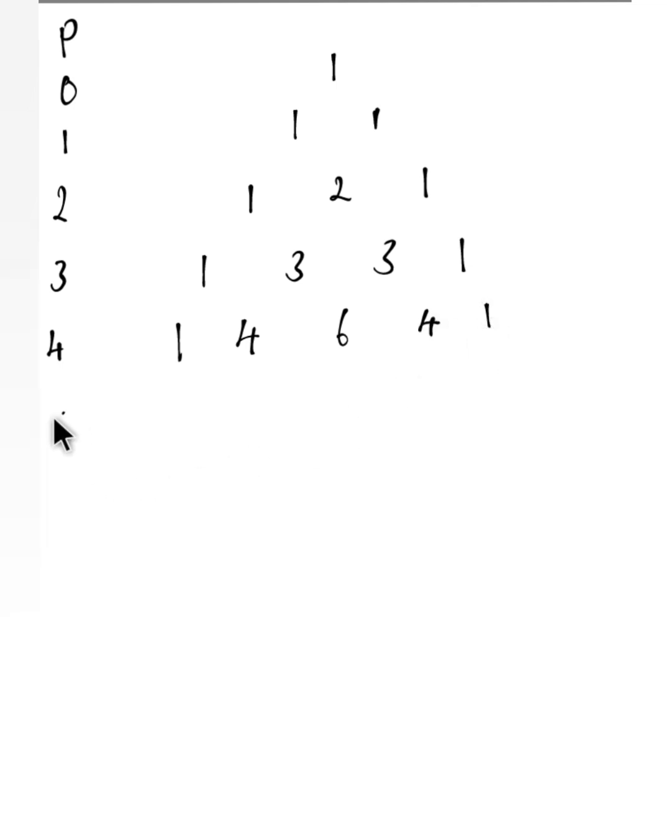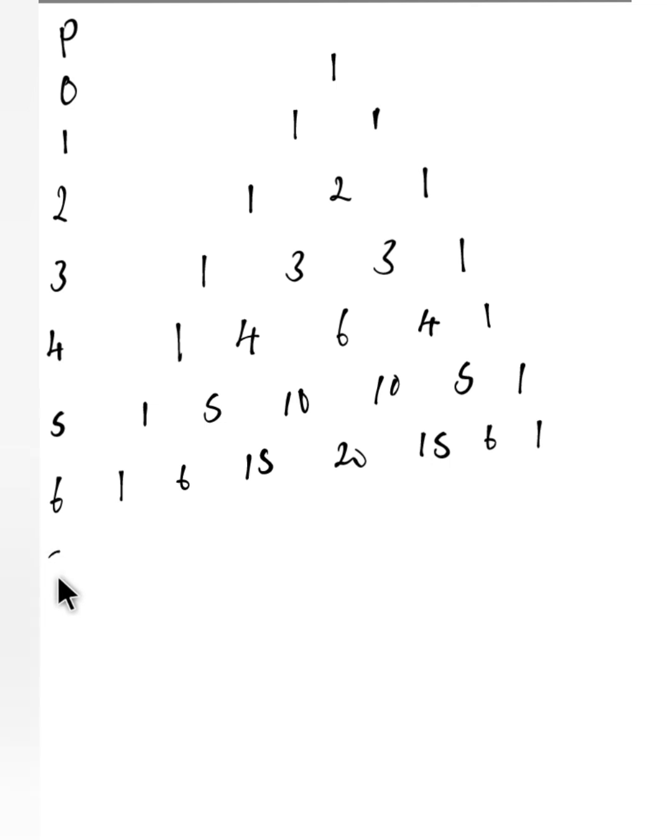If the power is 5, it starts from 1, 1 plus 4 is 5, 4 plus 6 is 10, 6 plus 4 is 10, 4 plus 1 is 5, and ends with 1. When the power is 6, it starts from 1, 1 plus 5 is 6, 5 plus 10 is 15, 10 plus 10 is 20, 10 plus 5 is 15, 5 plus 1 is 6, and ends with 1.